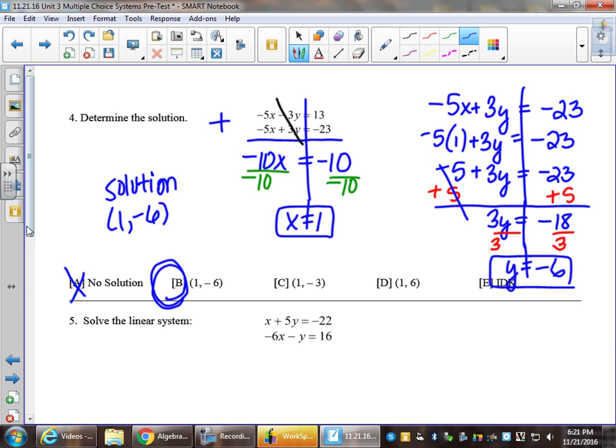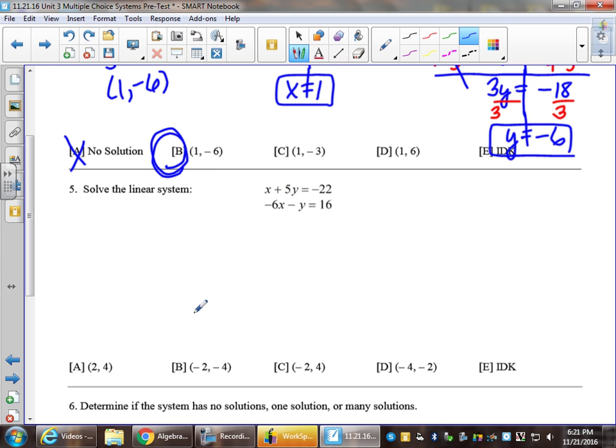Number 5. Solve the system. Standard form, we will use elimination. Make a choice. Do you want x's to cancel or y's to cancel? I think I'll choose x's, so I'll multiply this top equation by 6. If you wanted y's to cancel, also just as nice because you have the positive-negative relationship, you just would have multiplied your second equation by 5 to get a positive 5y and a negative 5y. So we should get the same answer.